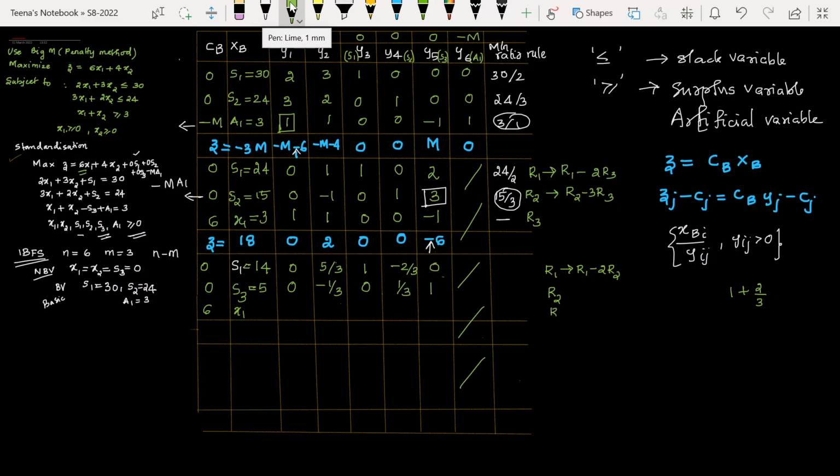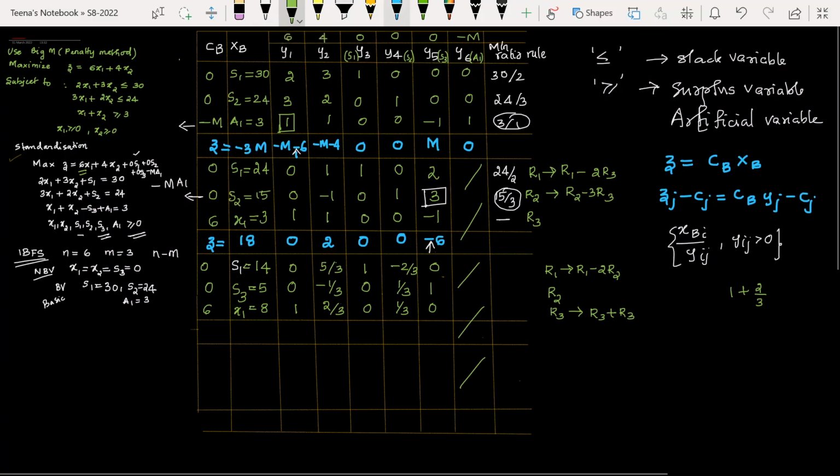Now R3 gets modified as R3 plus R2. So we have 3 plus 5 equal to 8. Then 1 plus 0. Then 1 minus 1 by 3, it is 2 by 3. Then we have 0. Then we have 0 plus 1 by 3, it is 1 by 3. Then we have 0.